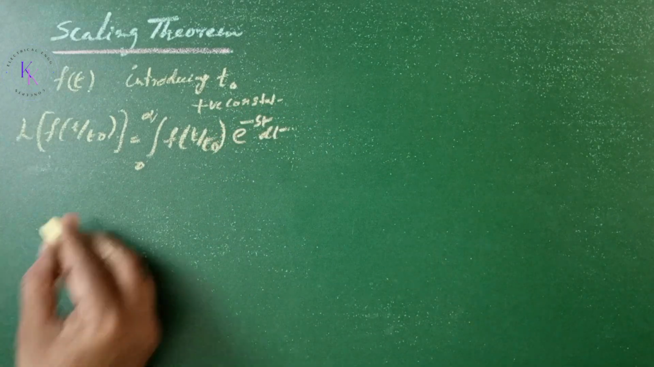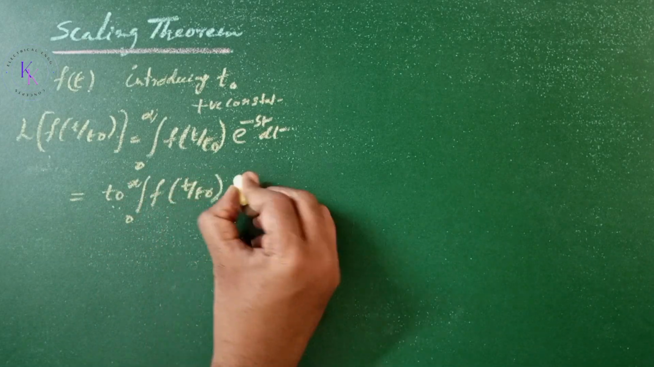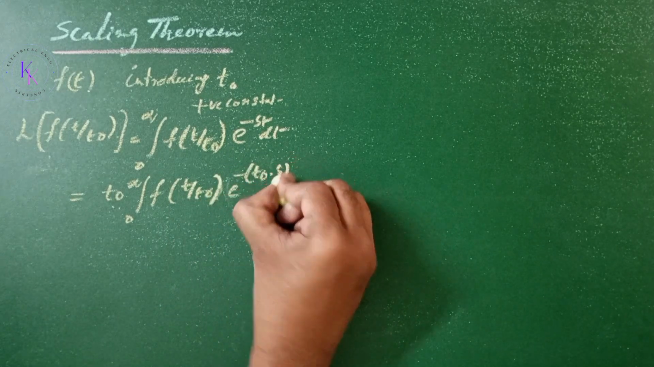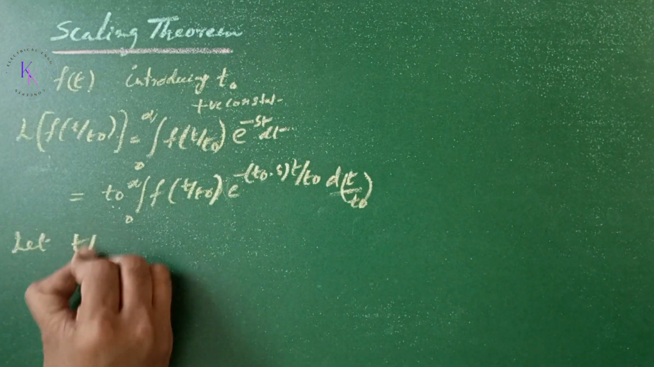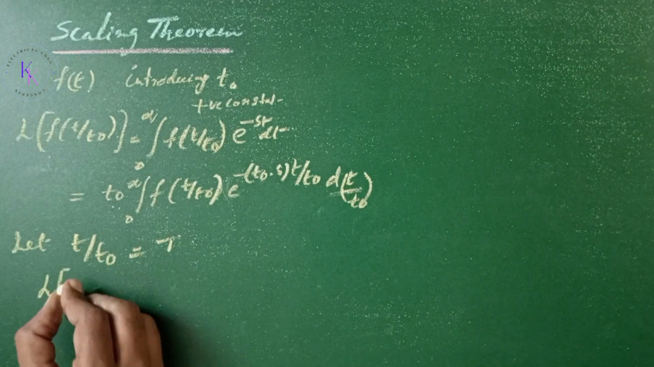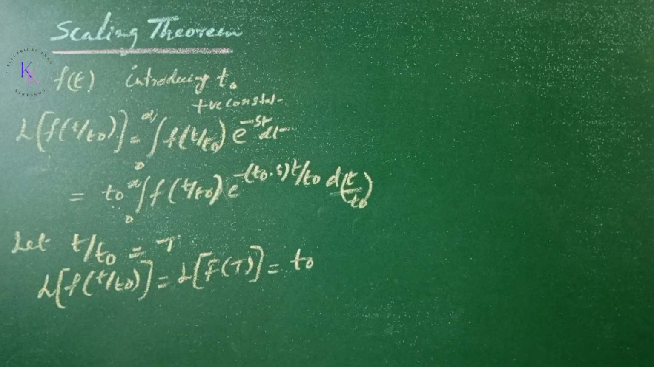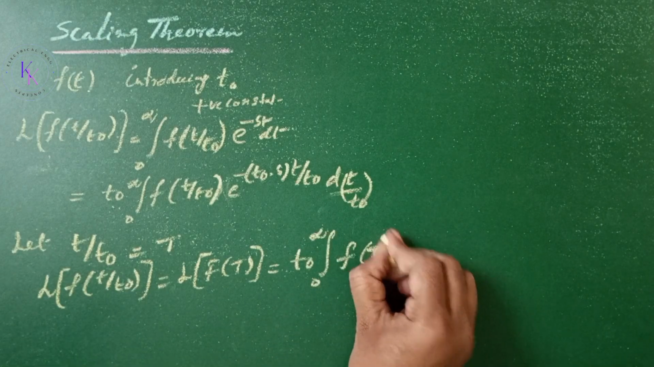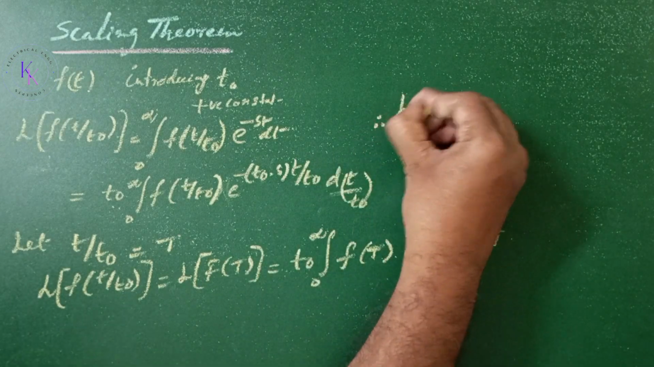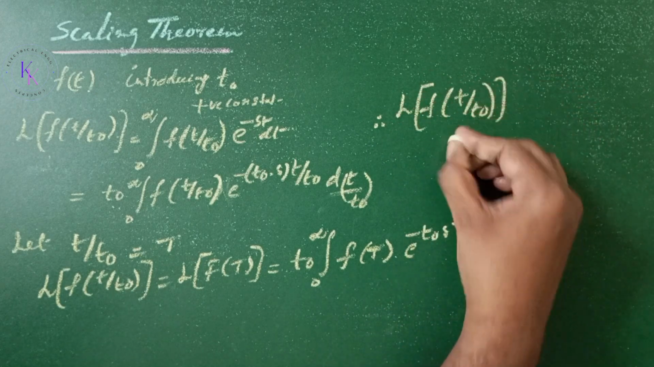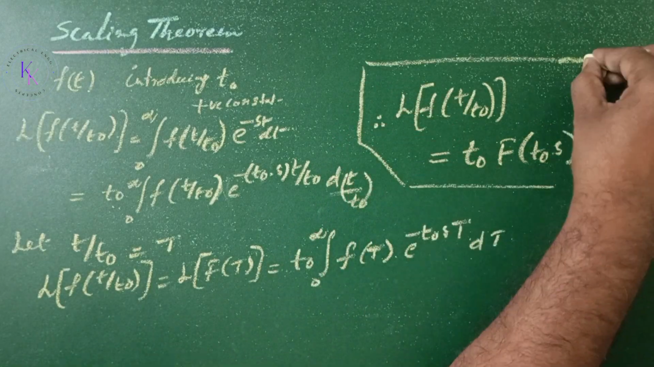Now let us solve this, multiplying and dividing with t0. Integral from 0 to infinity of f of t by t0 e power minus t0 s, here also multiplying and dividing with t0, d of t by t0. Now let t by t0 equal capital T. Laplace transform of f of t by t0 is equal to Laplace transform of f of capital T. That equals t0 times the integral from 0 to infinity of f of capital T e power minus t0 s capital T d capital T. Therefore, Laplace transform of f of t by t0 is equal to t0 F of t0 s. And this is known as the scaling theorem.